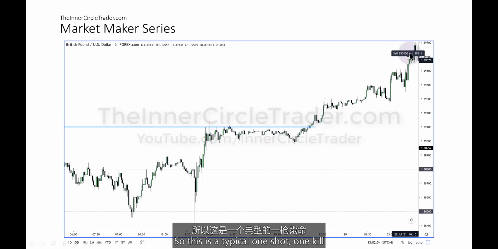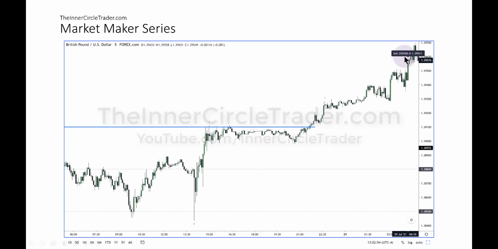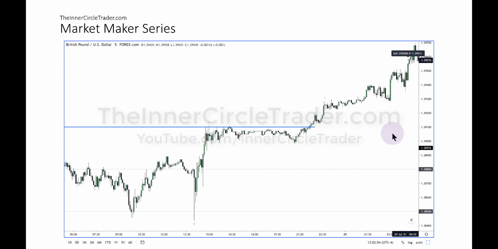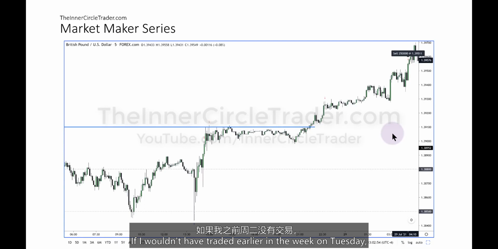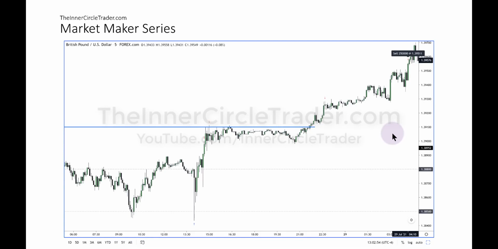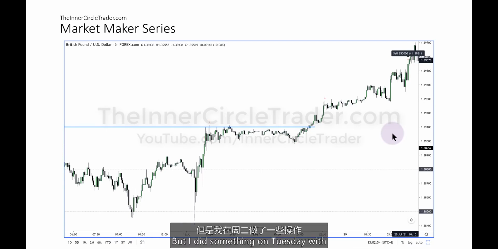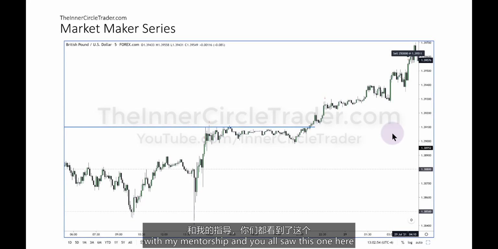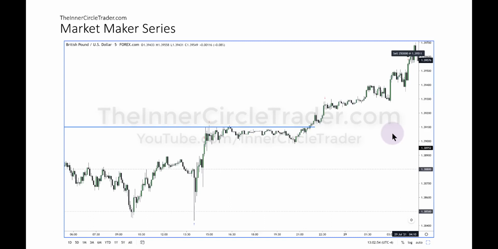So this is a typical one shot, one kill, where I'm aiming for anywhere between 50 to 75 pips a week. And that's it. If I wouldn't have traded earlier in the week on Tuesday, this would have been enough by itself. But I did something on Tuesday with Pound, with my mentorship, and you all saw this one here.